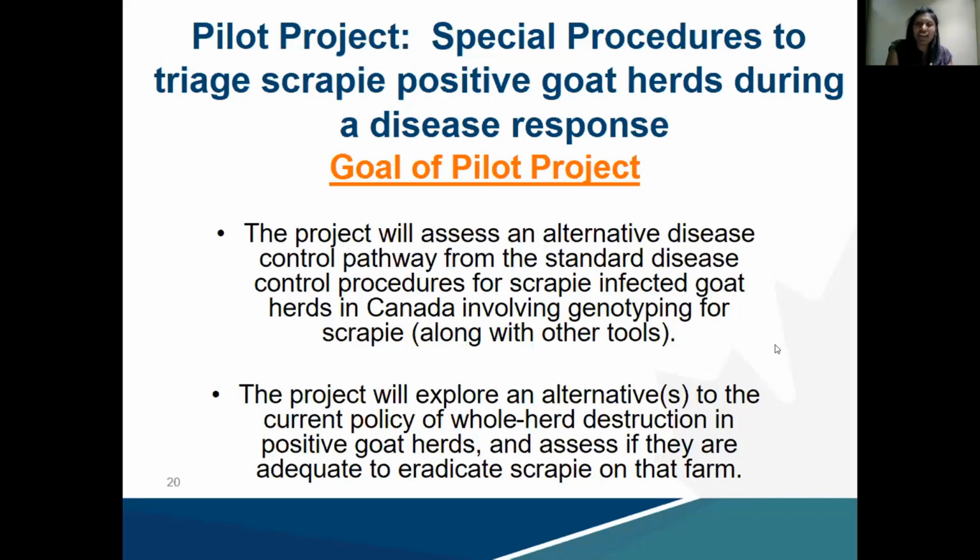What we want to look at is assessing an alternate disease control pathway from our standard disease control procedures, which is total herd destruction currently if we have a positive goat herd, involving genotyping along with other tools that we have available at our disposal. So what we're going to look at is an alternative to the current whole herd destruction in positive goats and assess if that is adequate to eradicate scrapie on that farm.